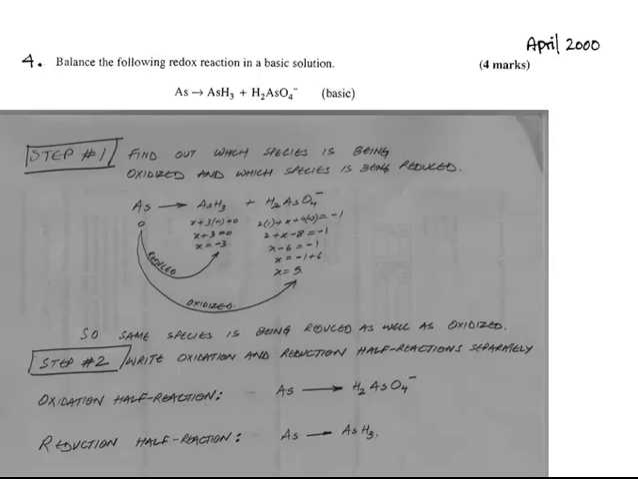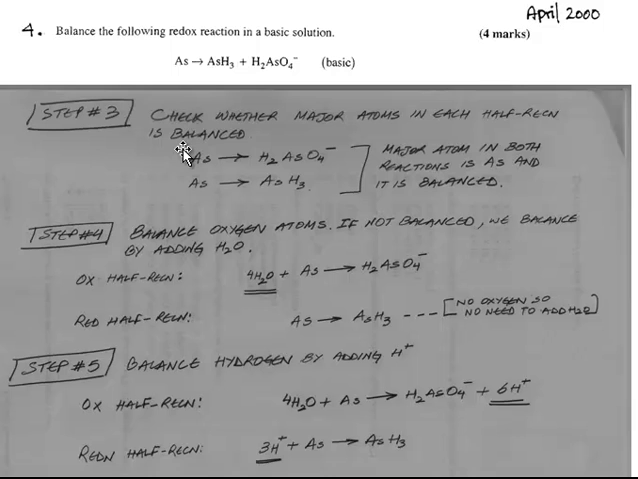And now step 3. We check in the 2 half reactions that we wrote separately whether the major atom in each half reaction is balanced. In this case, the major atom is As. We see that it is indeed balanced because there's 1 atom of As here and 1 atom of As here. And similarly in the reduction half reaction, they're again balanced. The major atom in both reactions is As, and it is balanced.